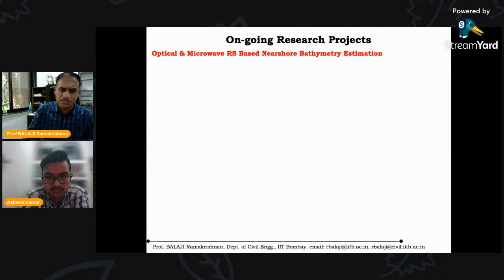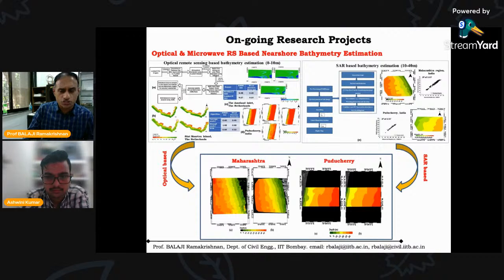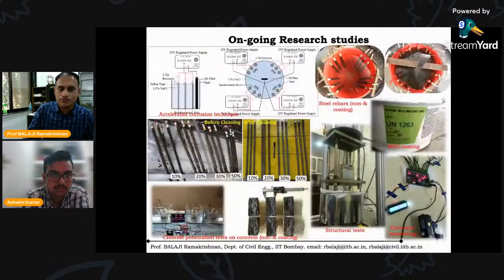I think I'll skip this. We effectively use remote sensing imageries in many of our research projects. I'm sorry to run through. I thought I'd skip some of the slides so that we will have time for discussions.